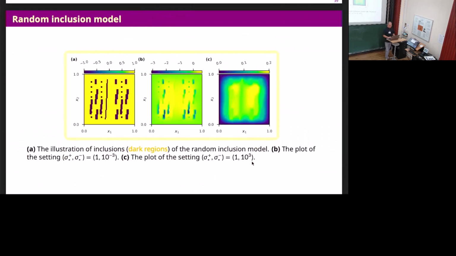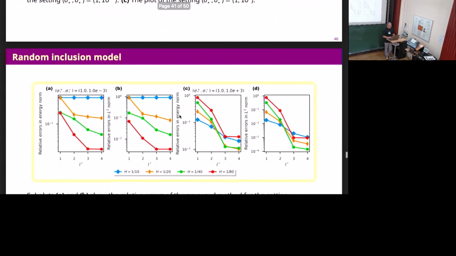So the third example is this model that we consider. This is the sigma, and we consider two cases. In the first case, it's 1 in omega plus, and in omega minus it is negative 10 to the power of minus 3. And in the second case, it's 1 in omega plus, and negative 10 to the power 3 in omega minus. These are the coefficients.